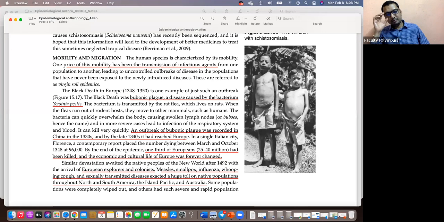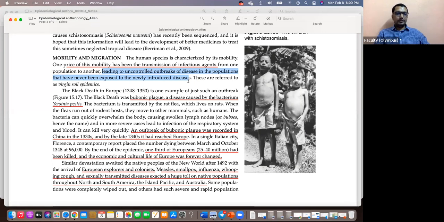What price are we paying for mobility? One price is the spreading of infections, leading to uncontrolled outbreaks of disease in populations that have never experienced the disease before, especially small islands. I think this question had come in the mains exam. This COVID-19 context is important. They didn't directly ask about it, but small islands are more vulnerable. They're not well prepared. When people travel to these places, they take infectious agents to them.